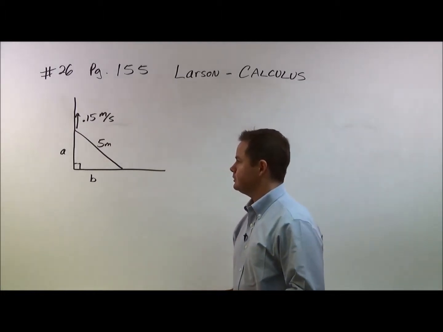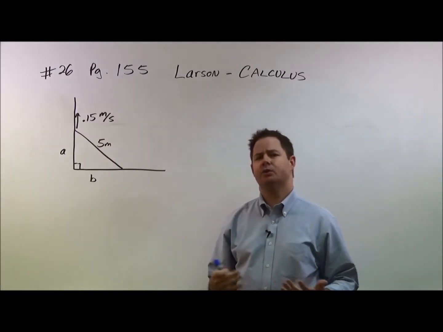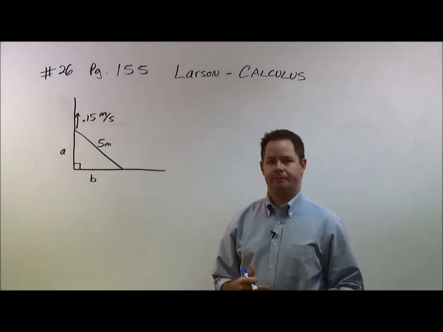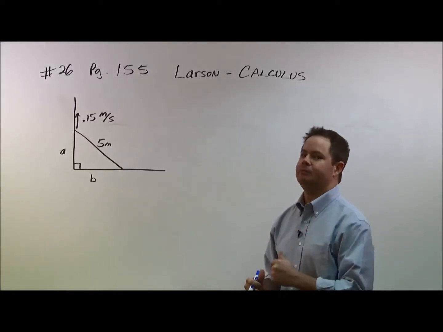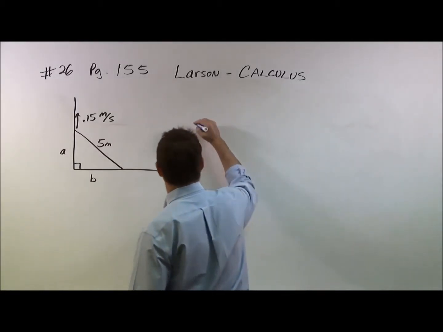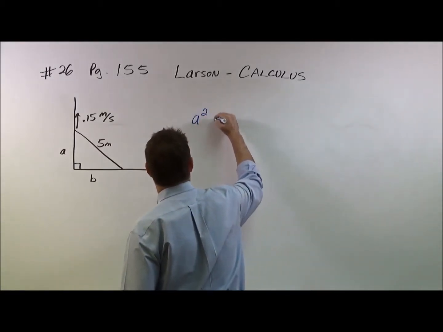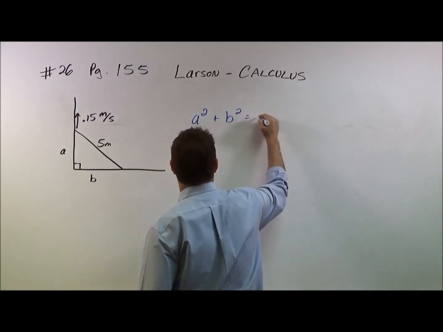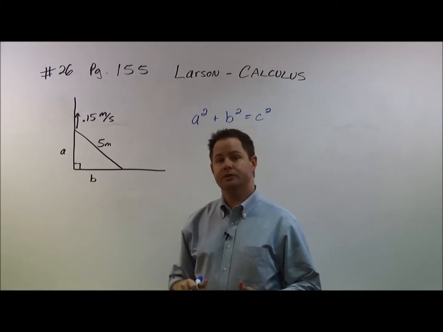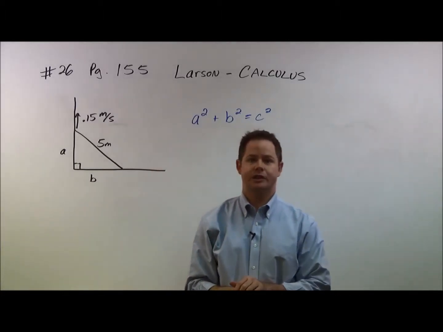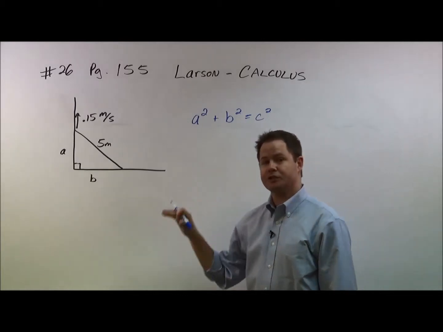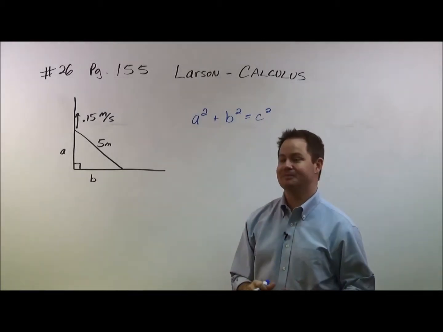Since we're dealing with a right triangle, what kinds of equations do we know that relate the sides of a right triangle to each other? Hopefully you said the Pythagorean theorem, and that's absolutely correct. The Pythagorean theorem is a squared plus b squared equals c squared. If you're a high school student in AP Calculus, or a college student taking calculus and working on related rates, the Pythagorean theorem is certainly something we should have mastered by this point.